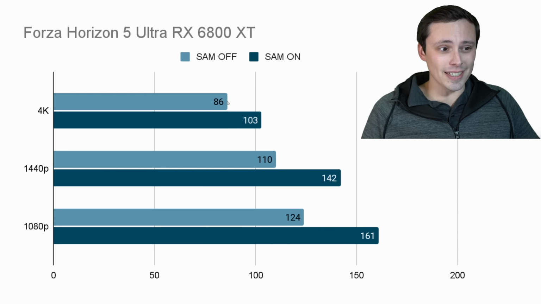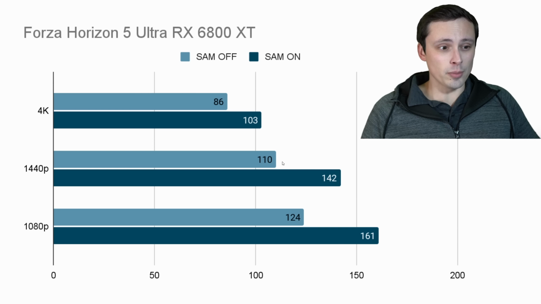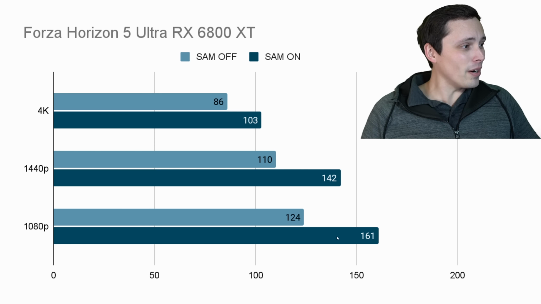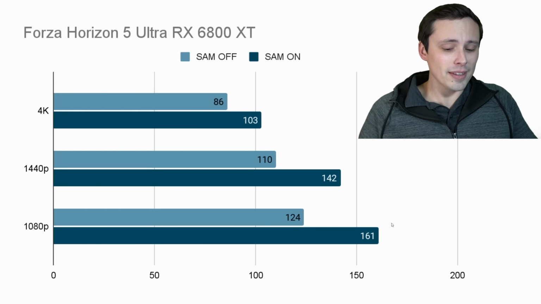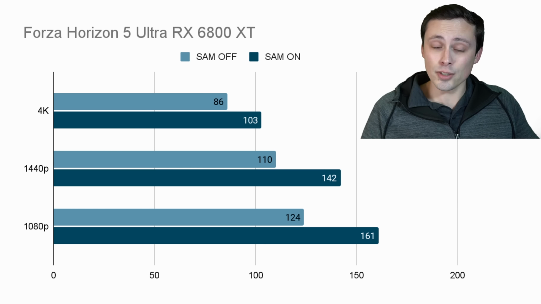And I would say, yeah, we were jumping from 86 to 103 at 4K, from 110 to 142 at 1440p, and 124 to 161. And if you just look at the sizes of the bars compared to each other, it might make you think that the 6800 XT was getting a larger performance gain percentage-wise, as a percentage of FPS.